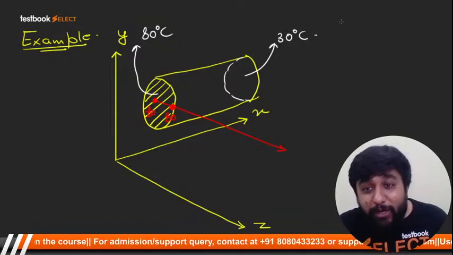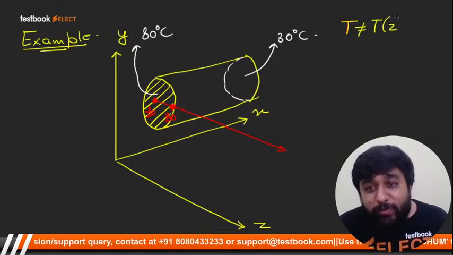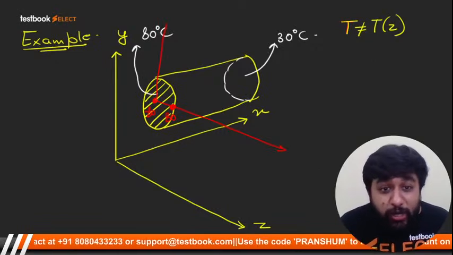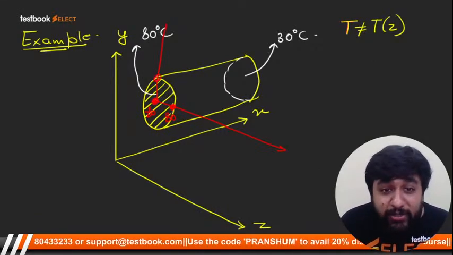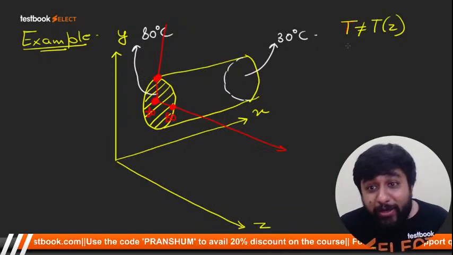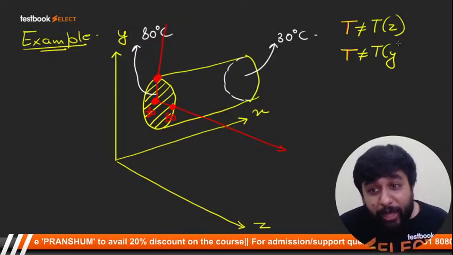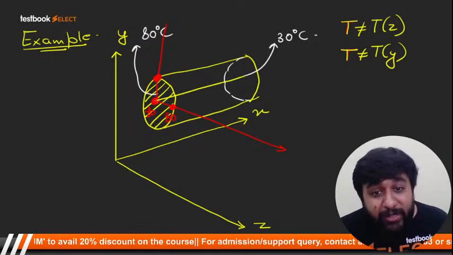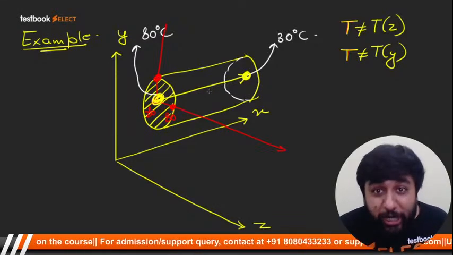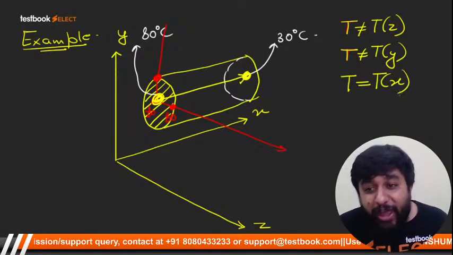This means temperature is not a function of z. Similarly, let me take 2 points which are along the y direction. So this point also 80 degrees Celsius. This point also 80 degrees Celsius. So temperature is not changing along y. So temperature is not a function of y. Right? But definitely when I move along the x direction, here the temperature is 80 and here the temperature is 30. So temperature is changing along x direction. So temperature is a function of x.